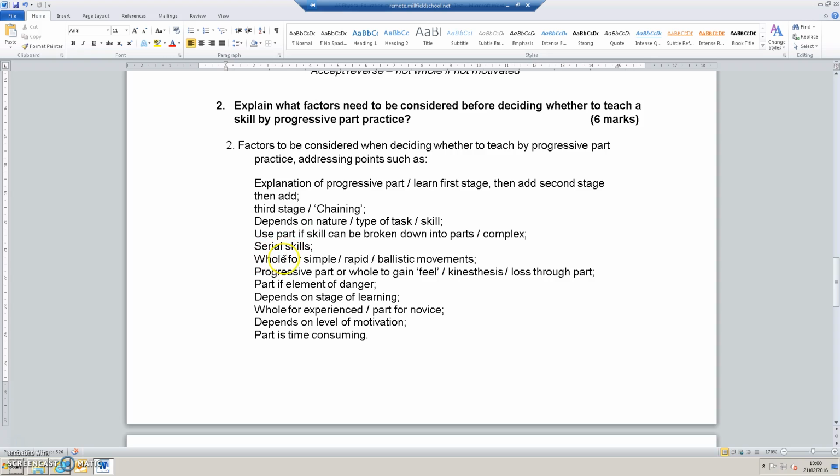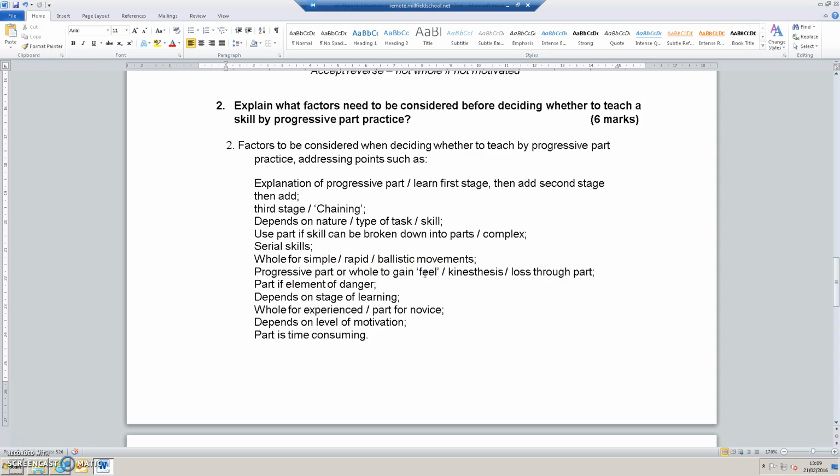However, if it's a simple skill that doesn't need to be broken down, or if it's a rapid or ballistic movement, then we would use whole practice. And it's important that you refer back to the question, because it says you need to consider what factors you need to consider when deciding upon which type of practice. So you will talk in the positive about, I would use progressive part practice in some of these situations. However, in others it would be better to use a different type of practice, as in this case, whole practice for simple, rapid and ballistic movements.